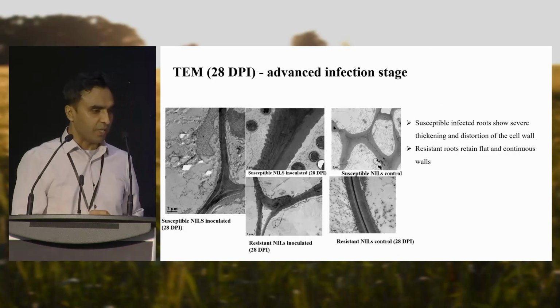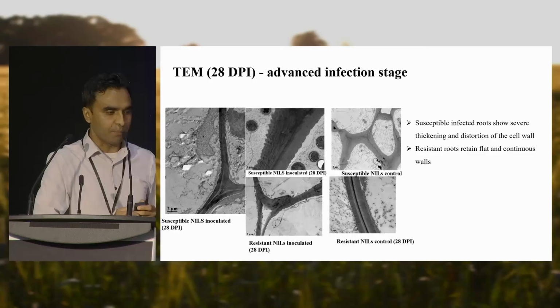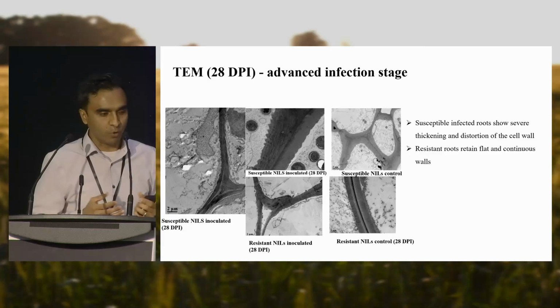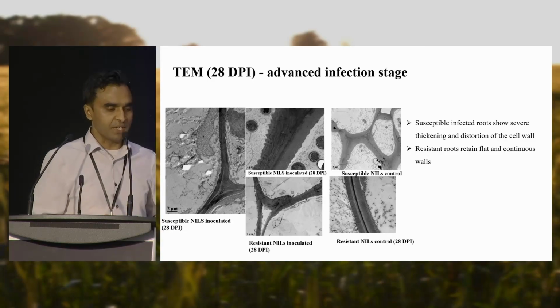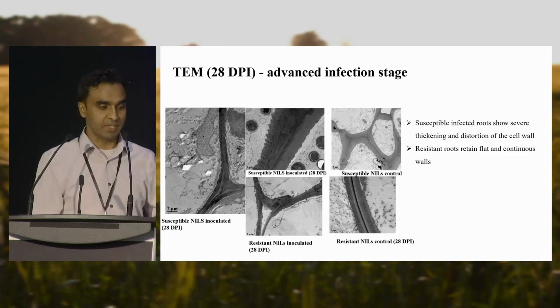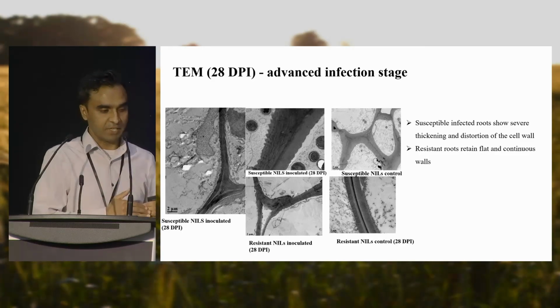And also in the 28 day samples, we saw a very similar pattern. The cell wall was degrading in the susceptible line. The cell overall was swollen, which we expect to see at that point anyway. But the cell wall is also highly degraded in the susceptible line, whereas in the resistant line it is much better. I mean, it's fairly intact.